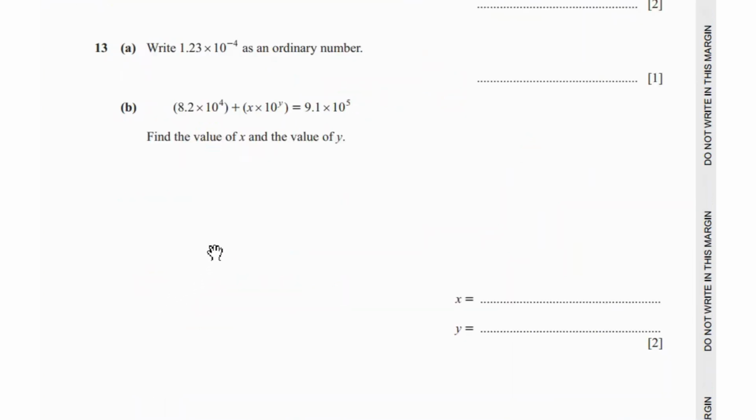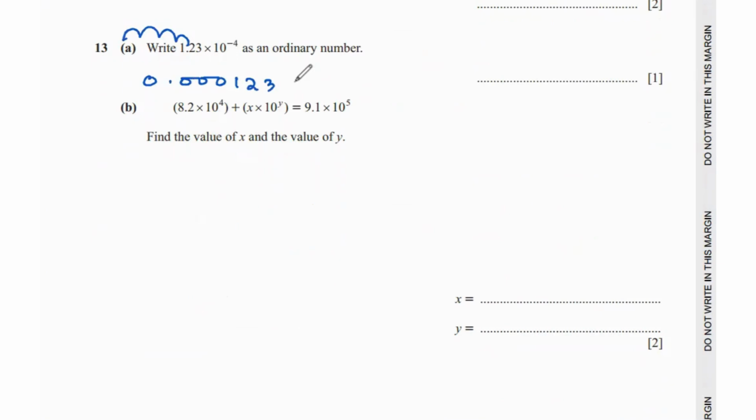Then we have standard form. Write 1.3 times 10 to the power of -4 as an ordinary number. If the power is negative, that means you will move the decimal 4 places to the left-hand side, 4 places because it's -4. If it was +4, we would move 4 places to the right side. So 0.00013 is the ordinary number.